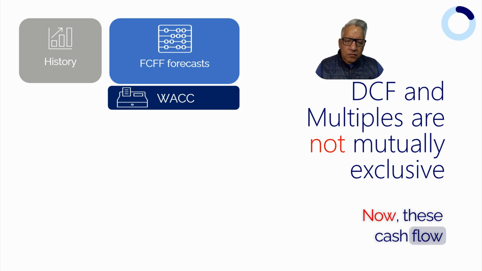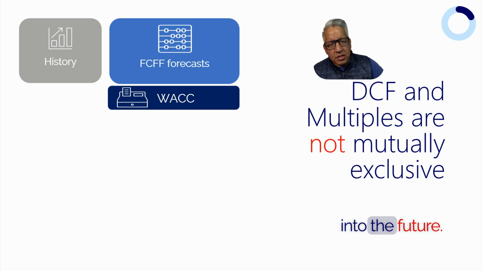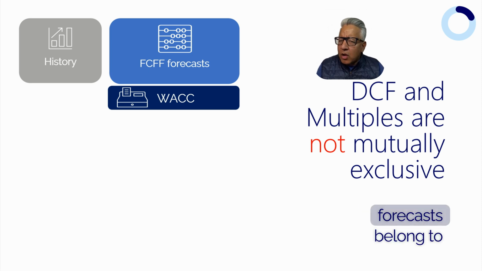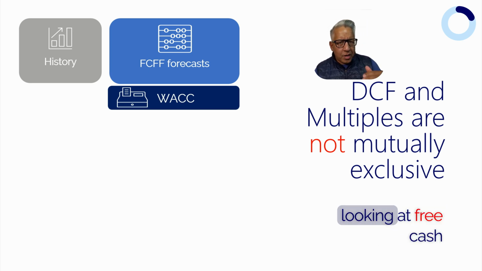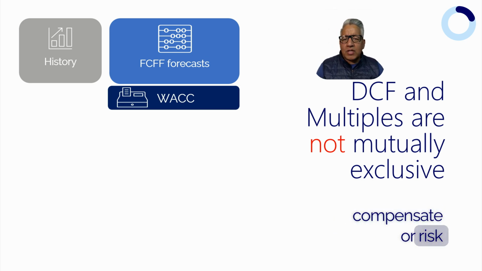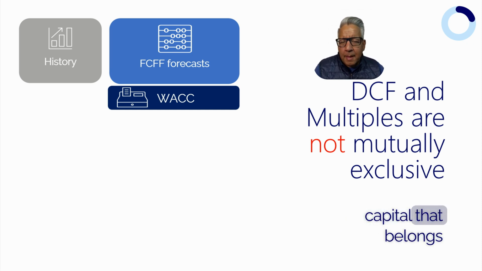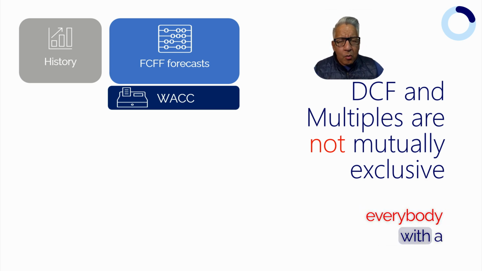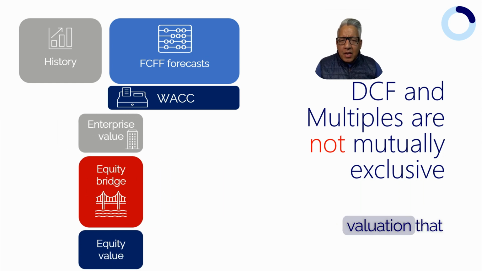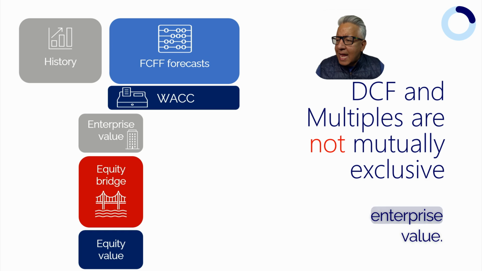Now, these cash flow forecasts are going into the future. There's a time value there. These cash flow forecasts belong to all providers of cash flow if I'm looking at free cash flow to firm. So what I've got to do is compensate or risk adjust those cash flow forecasts by discounting them with a cost of capital that belongs to everybody, which is a weighted average cost of capital. If I discount all of those cash flows that belong to everybody with a cost of capital that belongs to everybody, what I get back is a valuation that belongs to everybody, which is enterprise value.